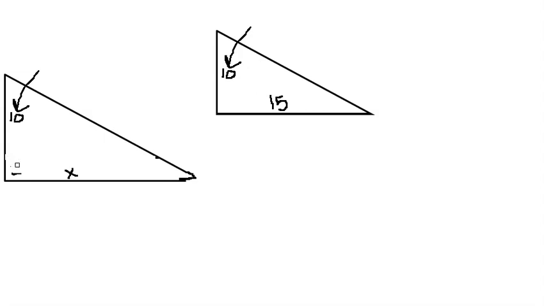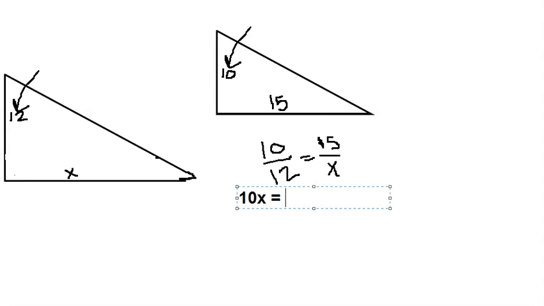So instead of calling this 10 and 2, you're going to rename this as the whole thing, which would be 12. So in this case, instead, you would do 10 over 12 equals 15 over x. And so from there, you would get 10x equals 180, which means x equals 18. So again, that was not on your paper, and I get that it was not on your paper. I just made it up. But I'm trying to give you an example of when the side splitter does not work.